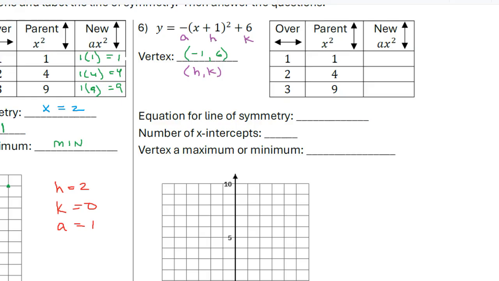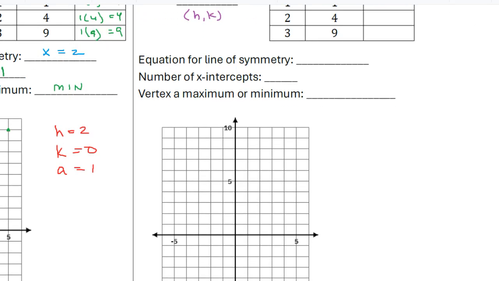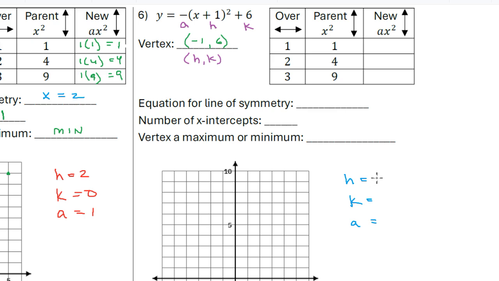At this point, class, let's go ahead and graph this. Let's write our a, h, and our k values here again. So we've got h, k, and a. H, we just figured out a moment ago, is -1. K value is 6, and our a value right here, class, is actually -1. Remember in math, we don't have to put the 1 here. We assume this is a -1 times this value.